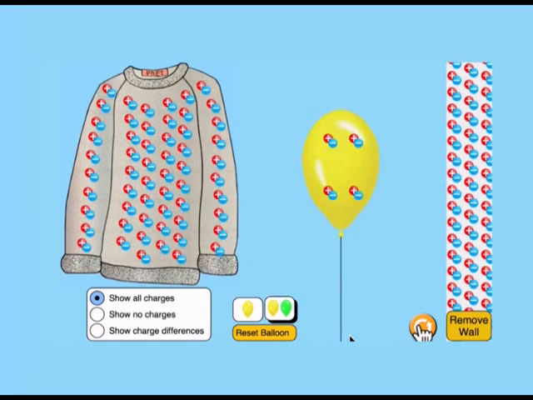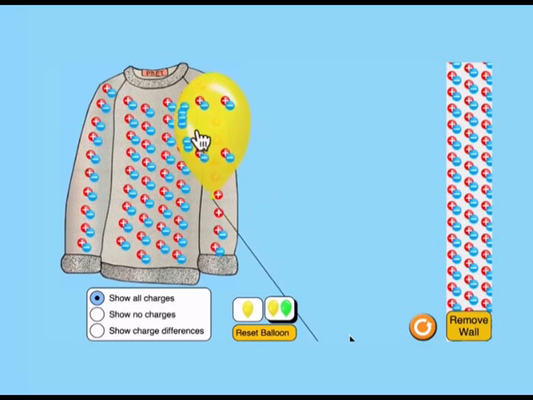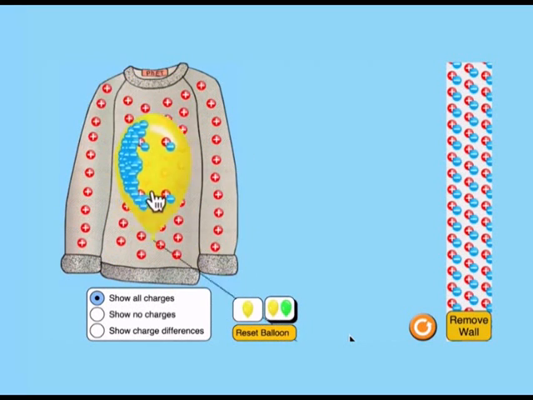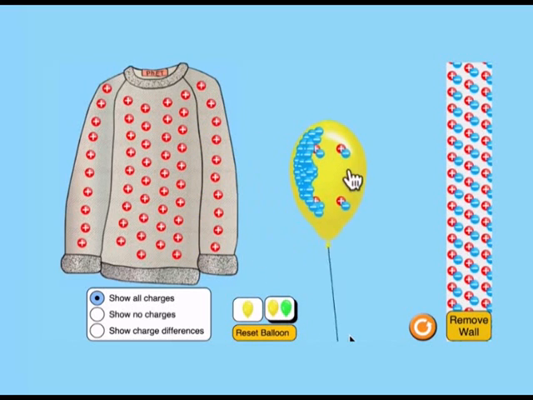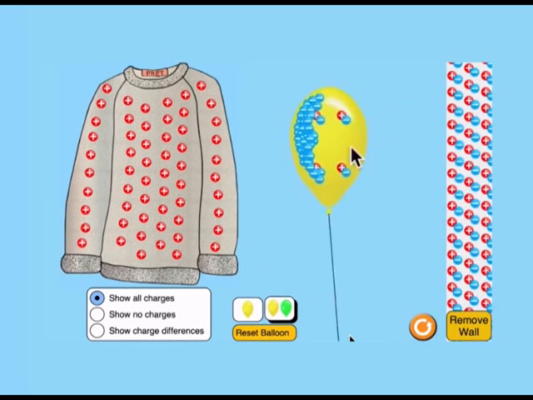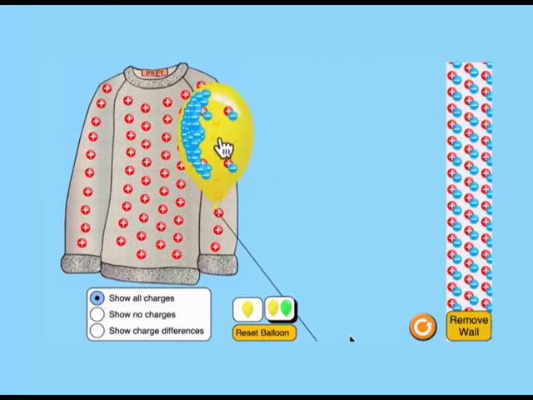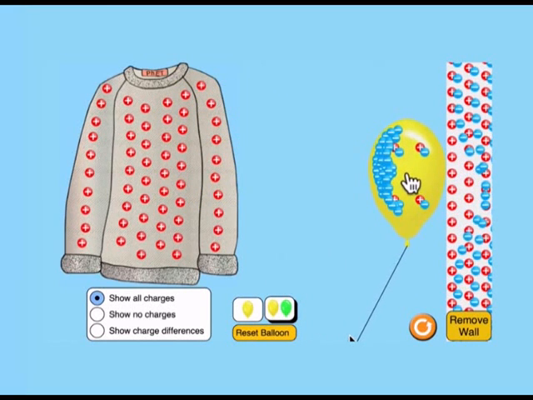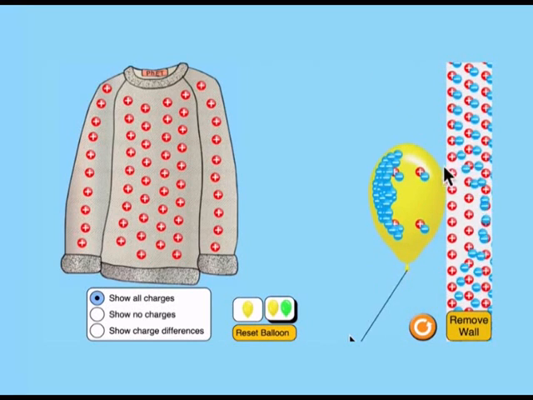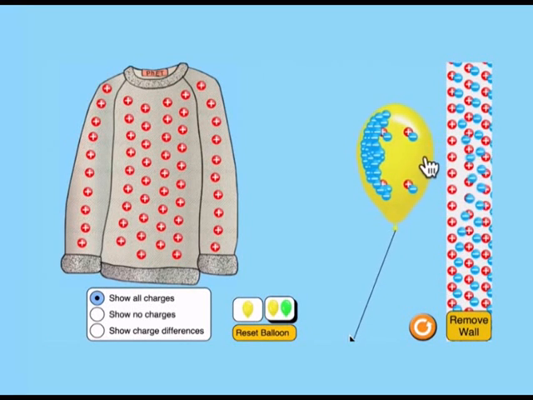So let's get a look at these charges. All the objects are neutral. They have equal amount of charges. But as I rub on the sweater, what I'm doing is pulling those charges off the sweater, and now they are on the balloon. The balloon now is negatively charged and the sweater is positively charged. Now see, when I move it next to the wall, it's polarizing the neutral wall. So I'm not doing any transfer of charges.